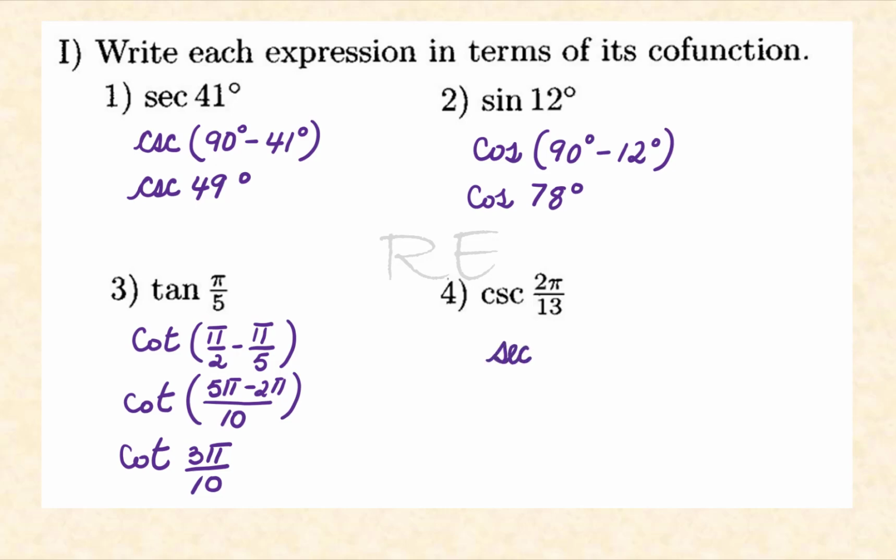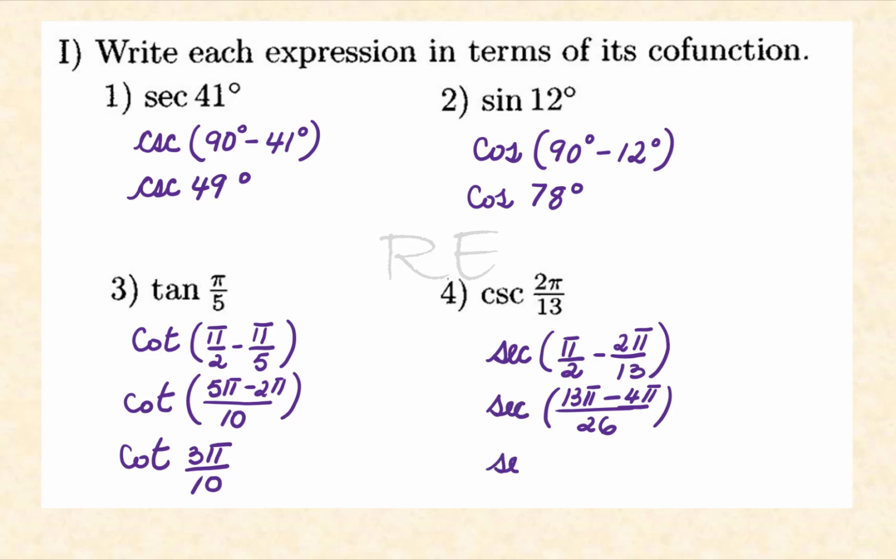Cosecant 2 pi over 13 is equal to secant of pi over 2 minus 2 pi over 13. The common denominator is 2 times 13, which is 26. And we're going to have 13 times pi minus 4 pi over 26. And the answer will be secant of 13 pi minus 4 pi, 9 pi over 26.